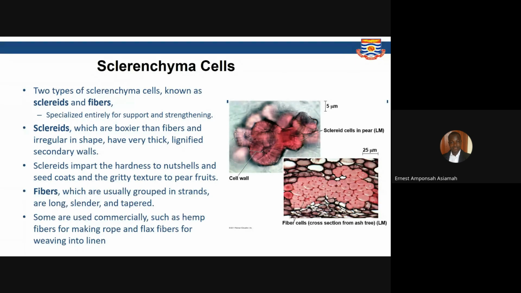People have taken advantage of these plant parts in order to generate a lot of fibers. Okay, so that is the sclerenchyma cells. The fibers of the sclerenchyma cells are very useful for developing these things for us to use.